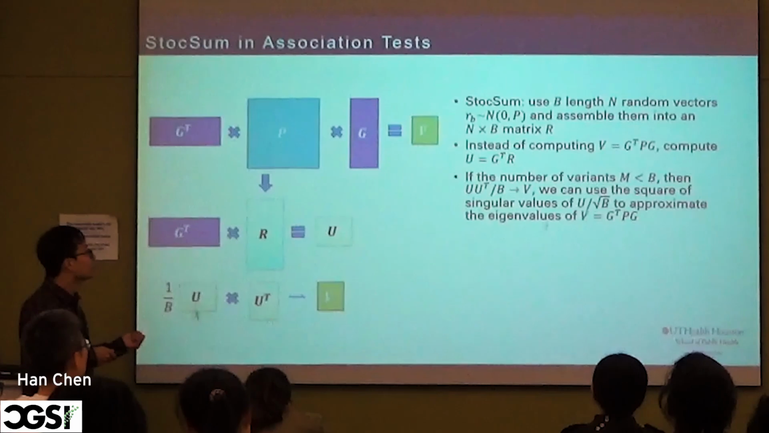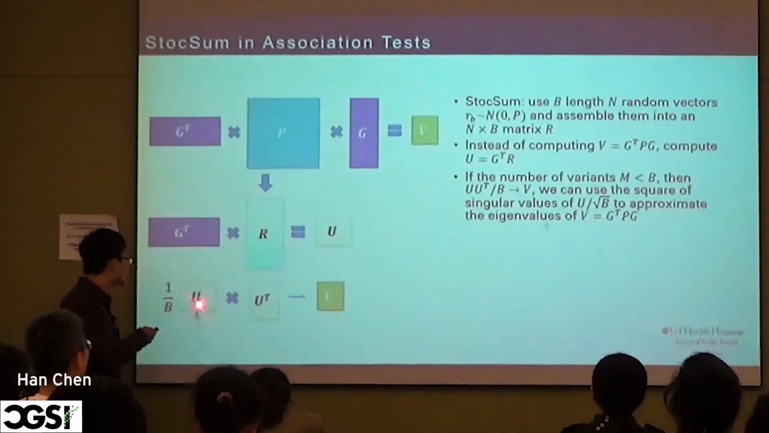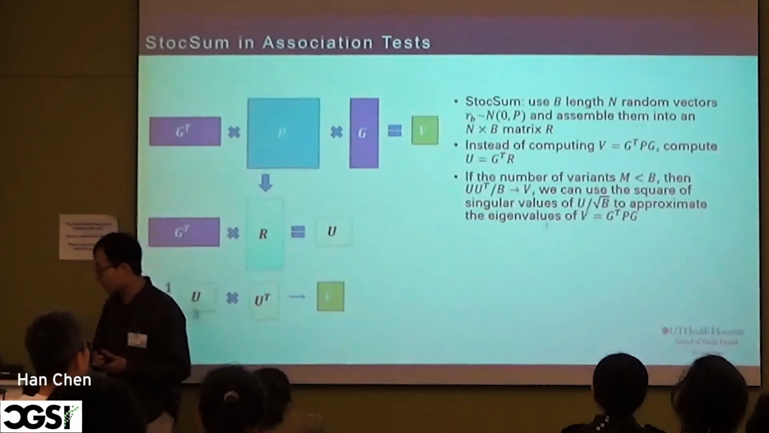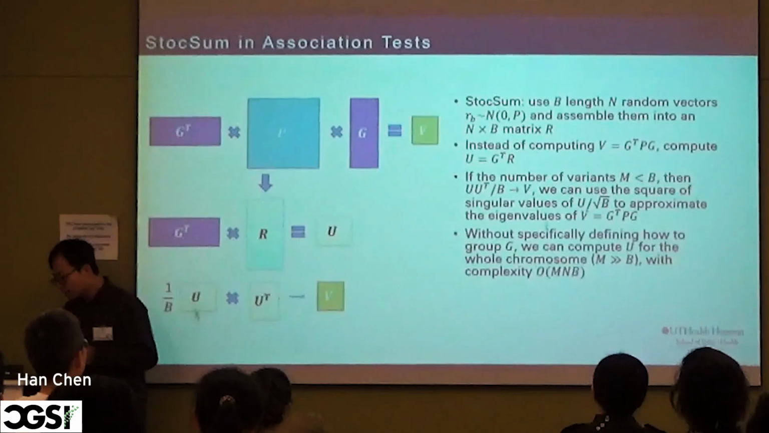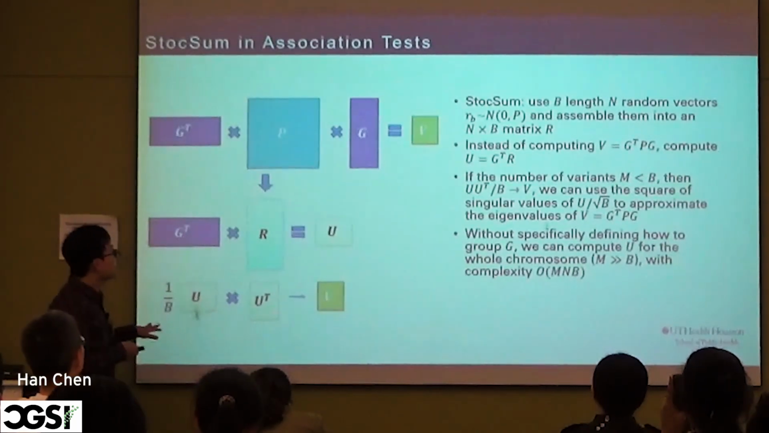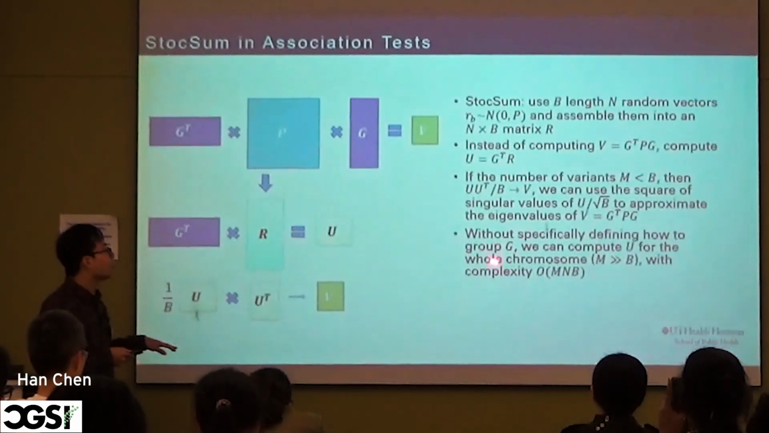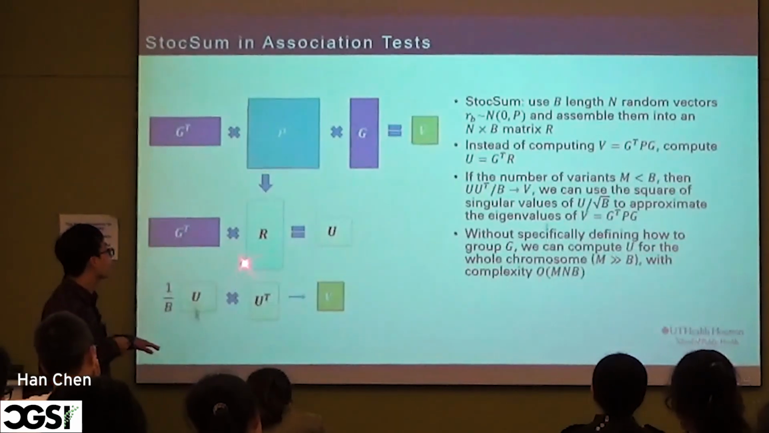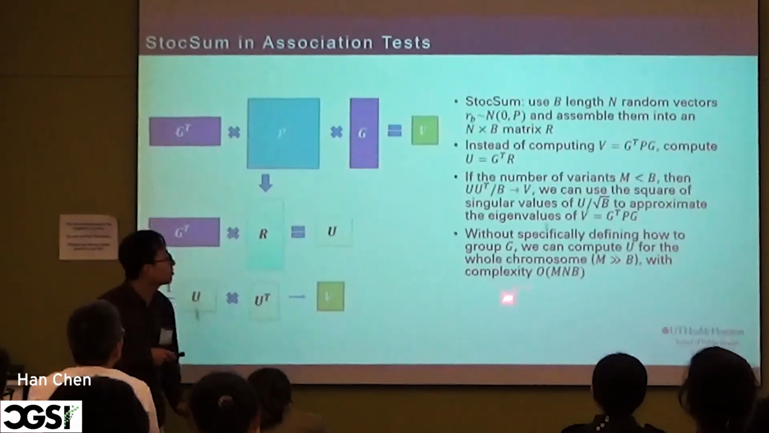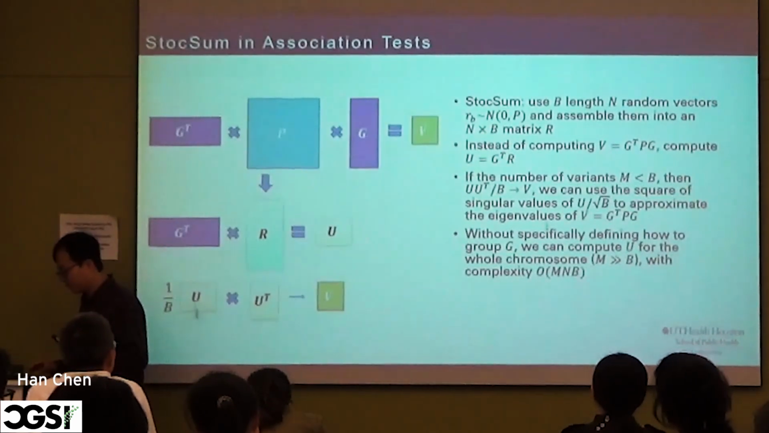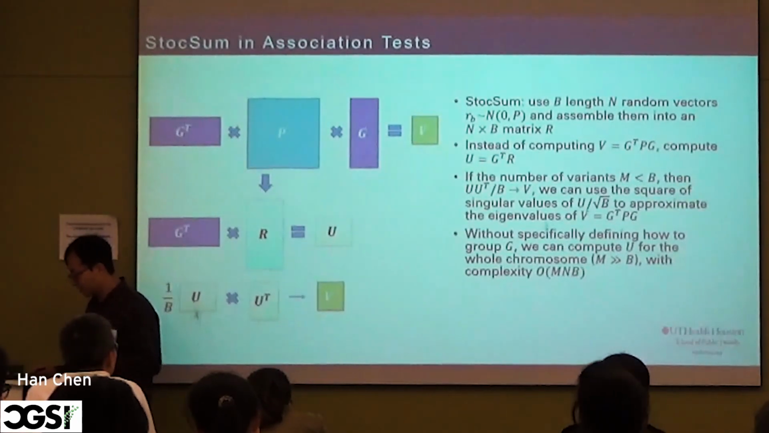You can basically do a singular value decomposition of this U matrix to get the singular values, and then take the square, and then you're going to get the eigenvalues. So now you can see another advantage is that without specifically defining how to group this G, we can compute this U matrix first on the whole chromosome scale, where M is much greater than B, with complexity which scales linearly with the number of variants and the sample size.